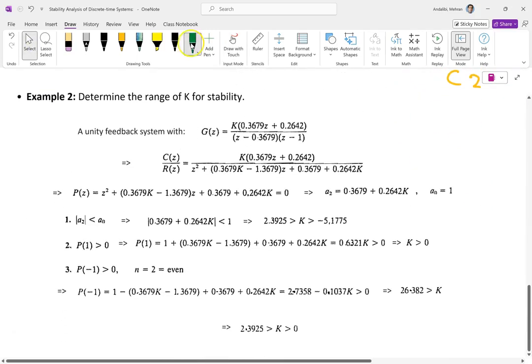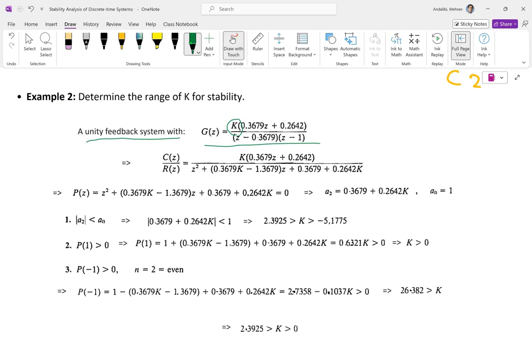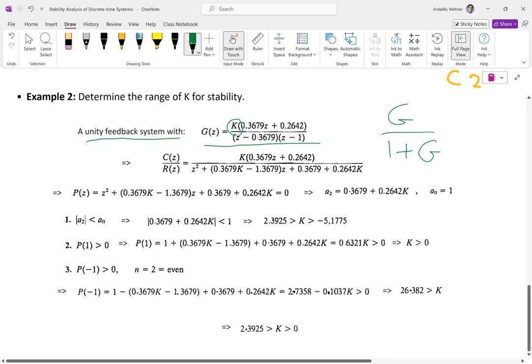Here, the system I have is a system with unity feedback, where G is the feed-forward transfer function, this, and it has a gain K that is under your control. The closed loop transfer function C over R is going to be G over 1 plus G in this case, and there is no H feedback. So it is going to be this transfer function. And clearly you see that the denominator, which is the characteristic polynomial, is a second order polynomial.